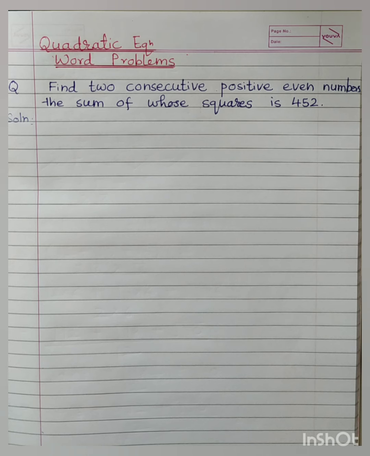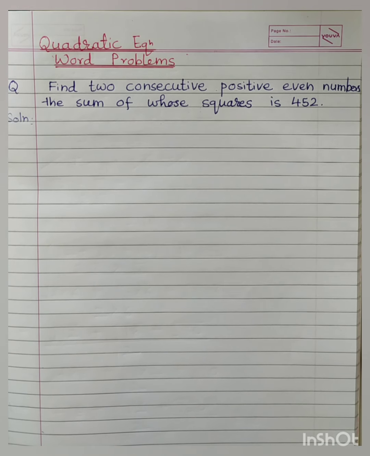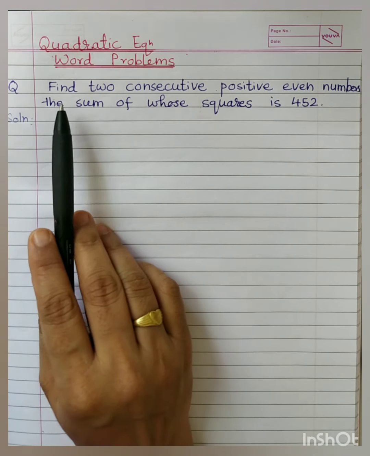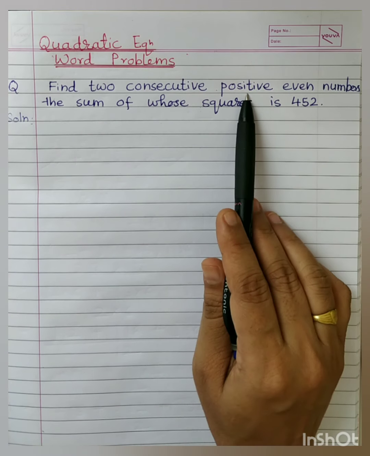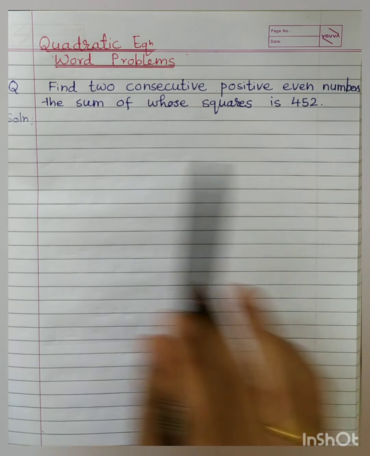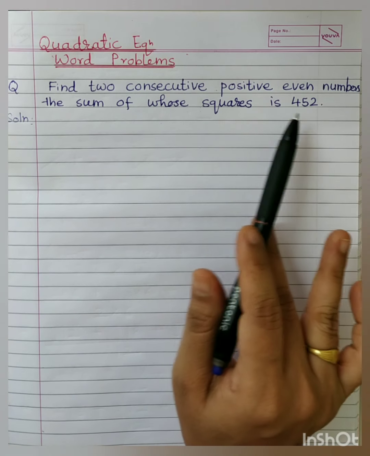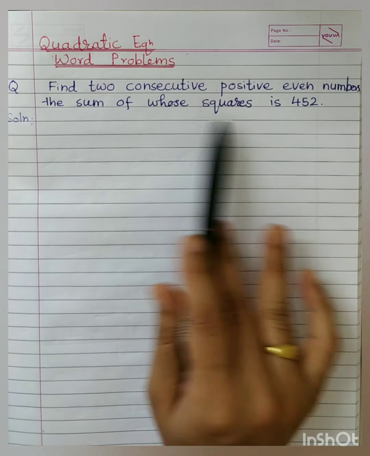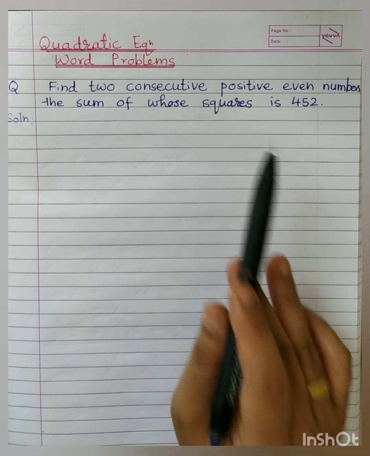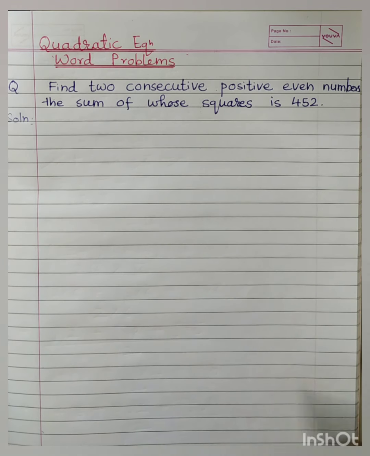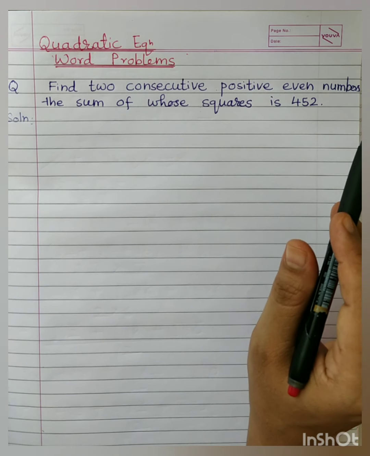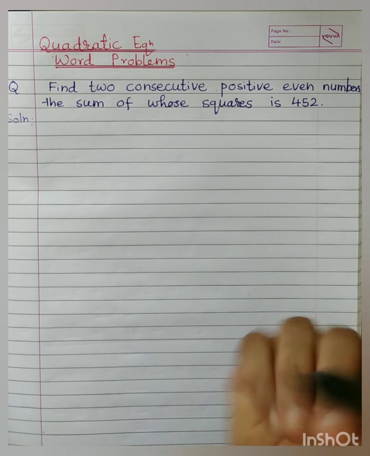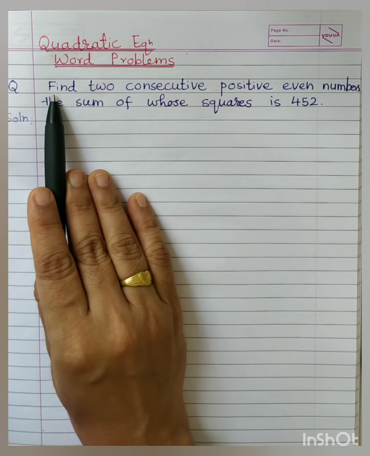First part, I will suggest how to solve word problems very easily. The first part is how to read it. For example, see this question: find two consecutive positive even numbers, the sum of whose squares is 452. This is one general reading to understand what the question is. Second time you read the question again, analyzing all the information given, because using that information you are going to make a quadratic equation. So I read it again.